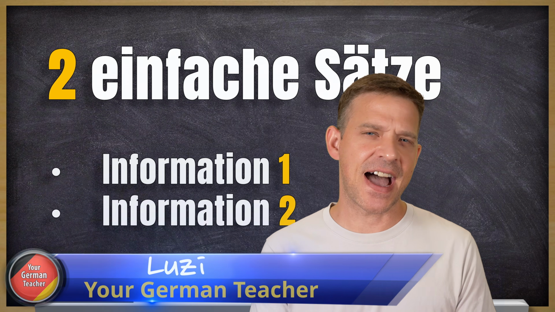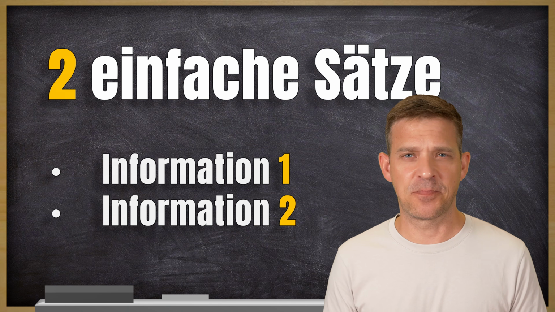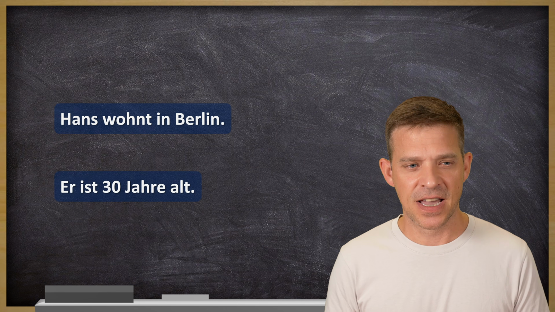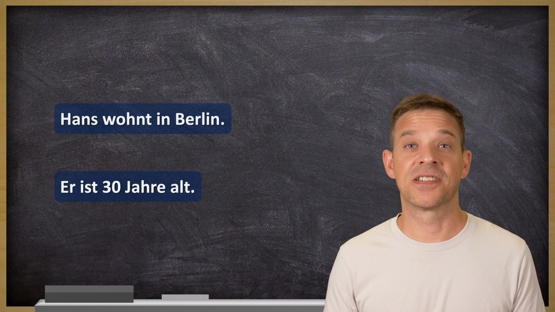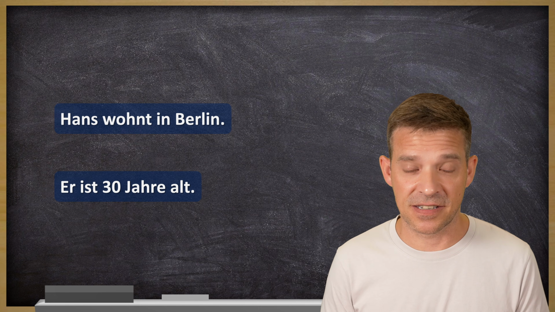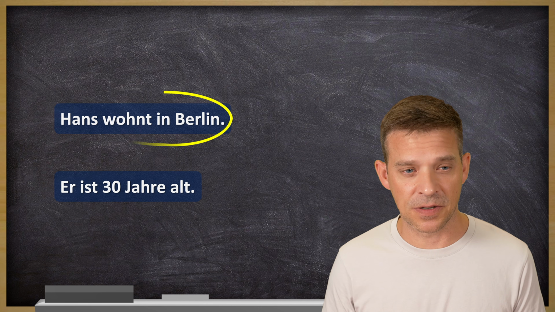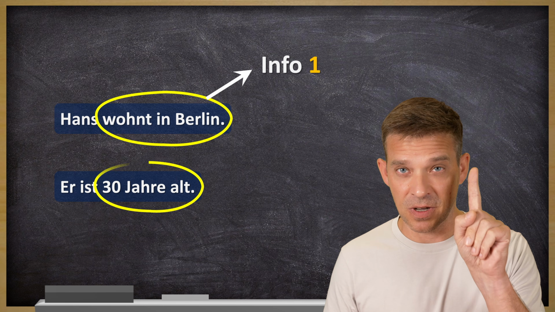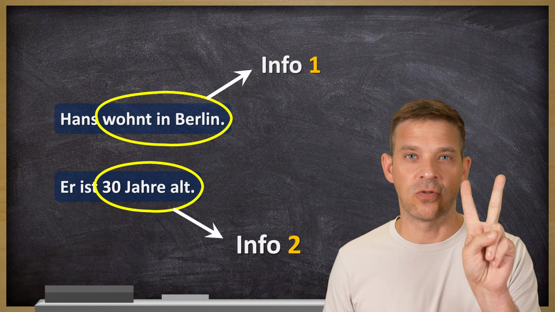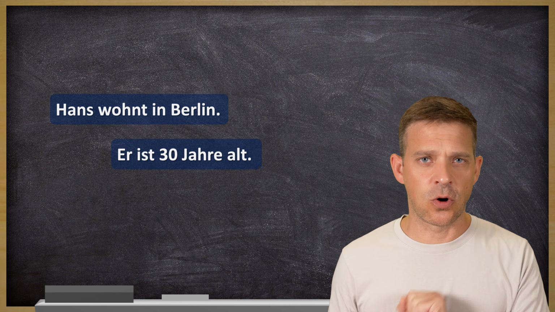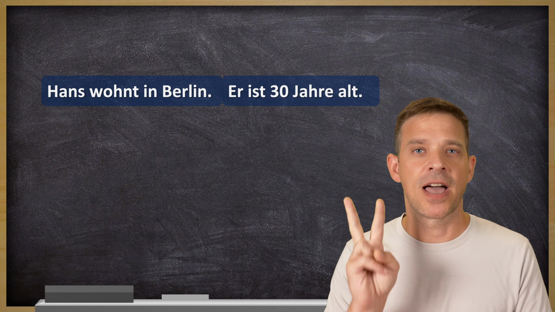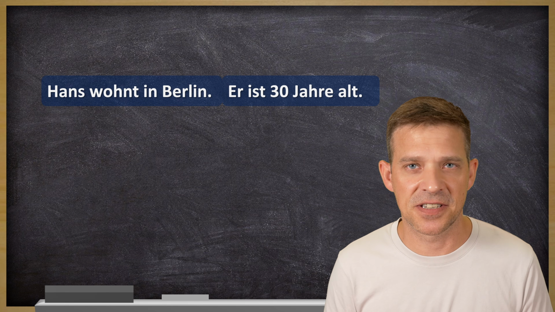Wir nehmen zwei einfache Sätze, two very simple sentences mit zwei Informationen. Hans wohnt in Berlin, Hans lives in Berlin und er ist 30 Jahre alt. He is 30 years old. Wohnt in Berlin ist Information Nummer 1 und er ist 30 Jahre alt ist Information Nummer 2. So we can, very simple, just put them after each other and then we have two correct perfect sentences.